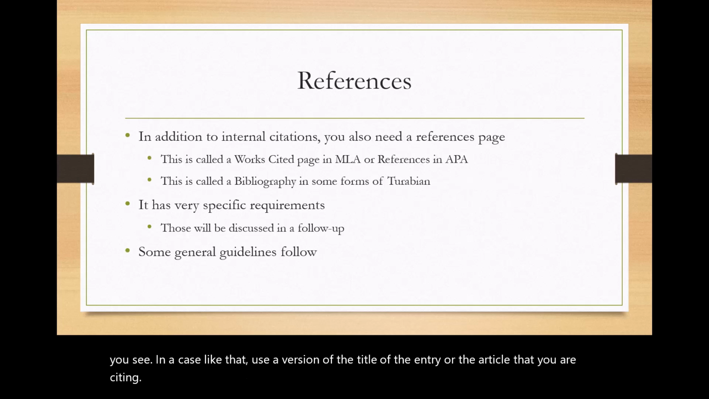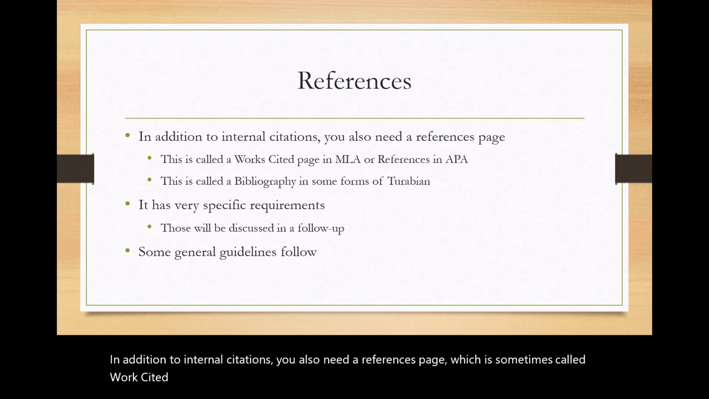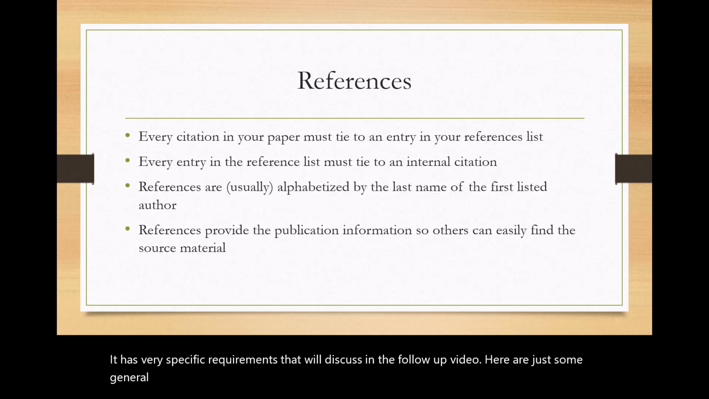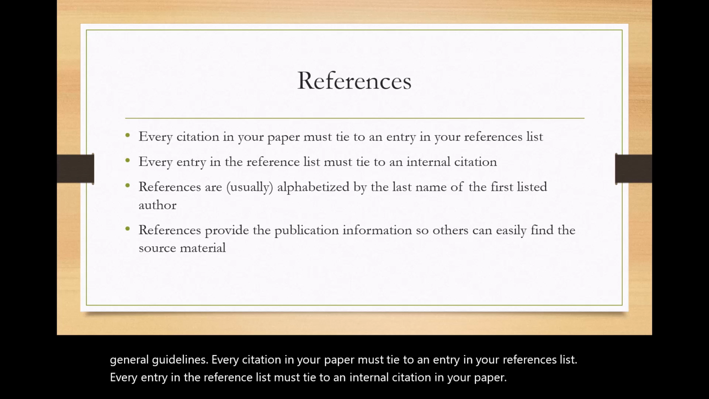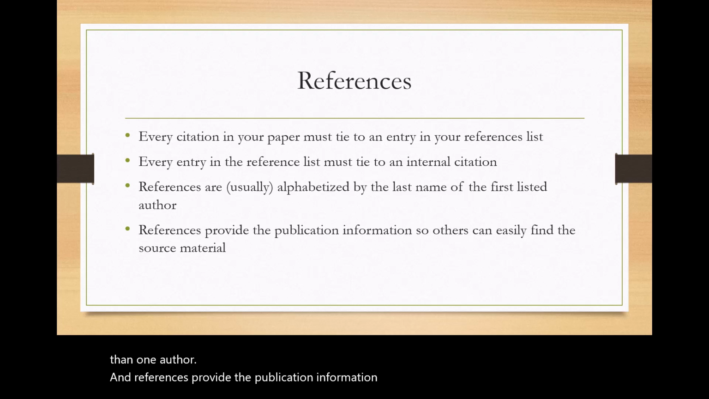In addition to internal citations, you also need a references page, which is sometimes called works cited or bibliography. It has very specific requirements that we'll discuss in the follow-up video. Here are just some general guidelines. Every citation in your paper must tie to an entry in your references list. Every entry in the reference list must tie to an internal citation in your paper. References are usually alphabetized by the last name of the first author listed if there's more than one author. And references provide the publication information so others can easily find the material.